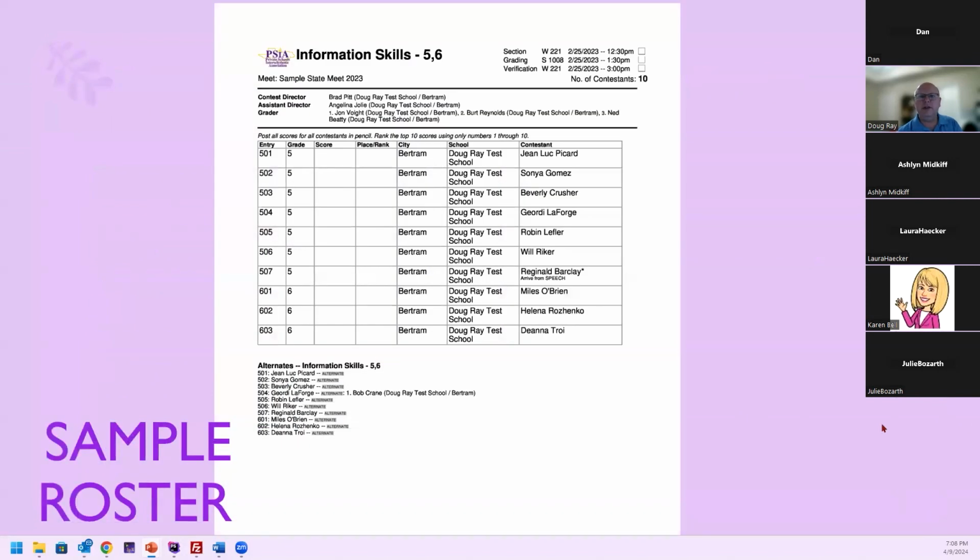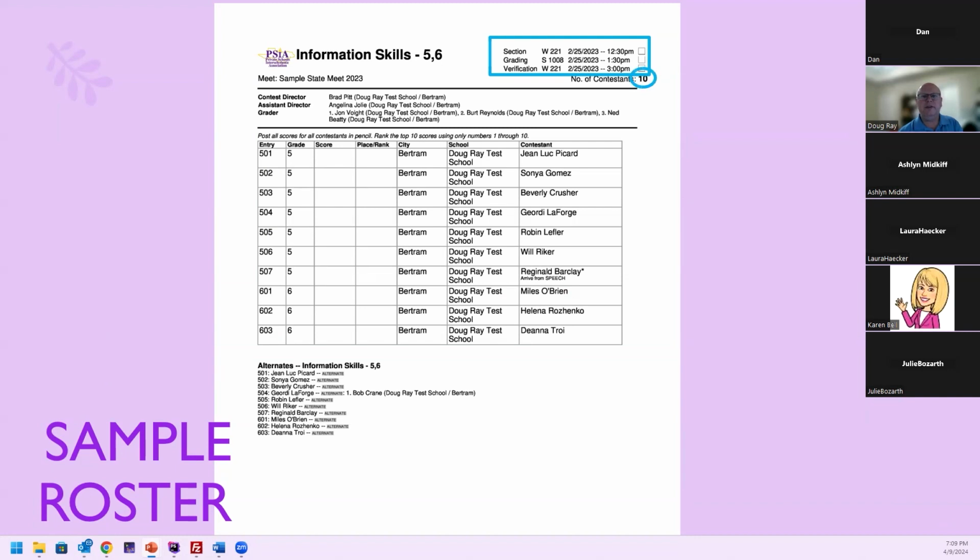All right, here's an example of what the roster looks like. At the very top, you have your schedule. It shows what part of the contest you're doing. Section is the actual contest itself. Then it gives the room and the date and the time. And then there are some check boxes here, so you can come in and check off each different part of the contest as you do that.